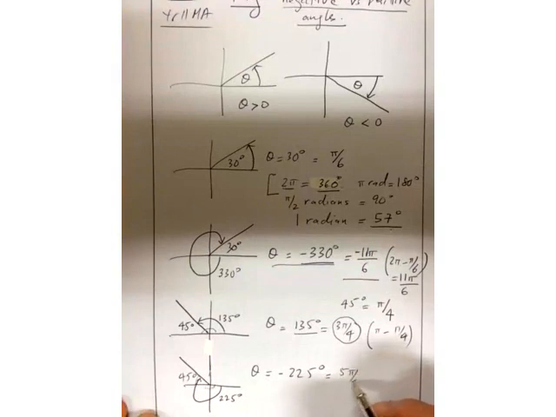And that's basically how you do negative angles, as well as radians versus degrees. And then I'll leave it there. I'll shut shop.